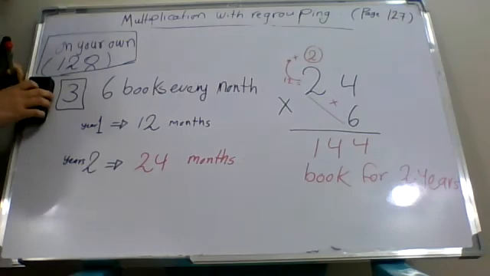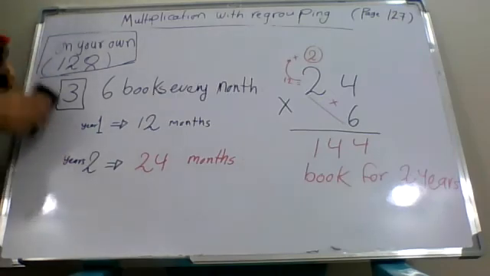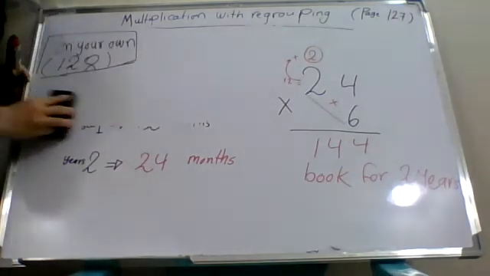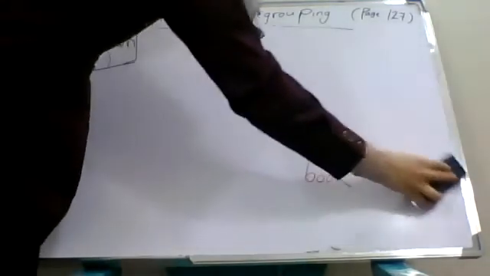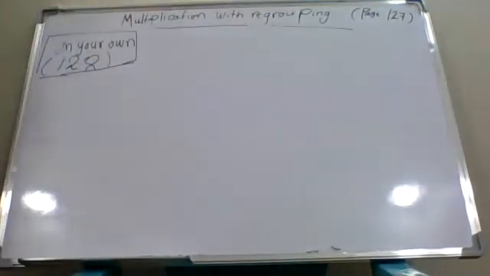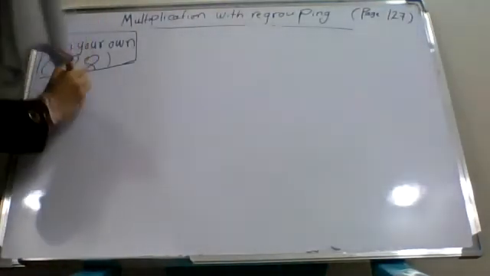Now I want to answer number 3. Please answer all these exercises on your book. Write the answers on your book. Okay. If you want to write this explanation, you can write it. Stop the video and write it on your notebook, and you can do that also. Okay. Number 4. Let's do number 4.